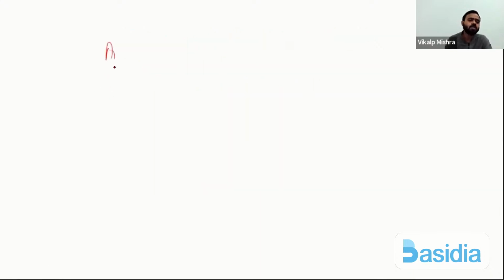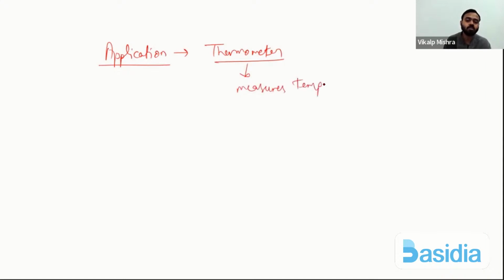So what is the application of Zeroth law? Thermometer. What is a thermometer? A thermometer is an instrument or a device which measures temperature. Okay, so a thermometer works on what? The Zeroth law of thermodynamics. How? If you see, a thermometer has a fluid. Mostly that fluid is mercury, and there will be this type of bulb.